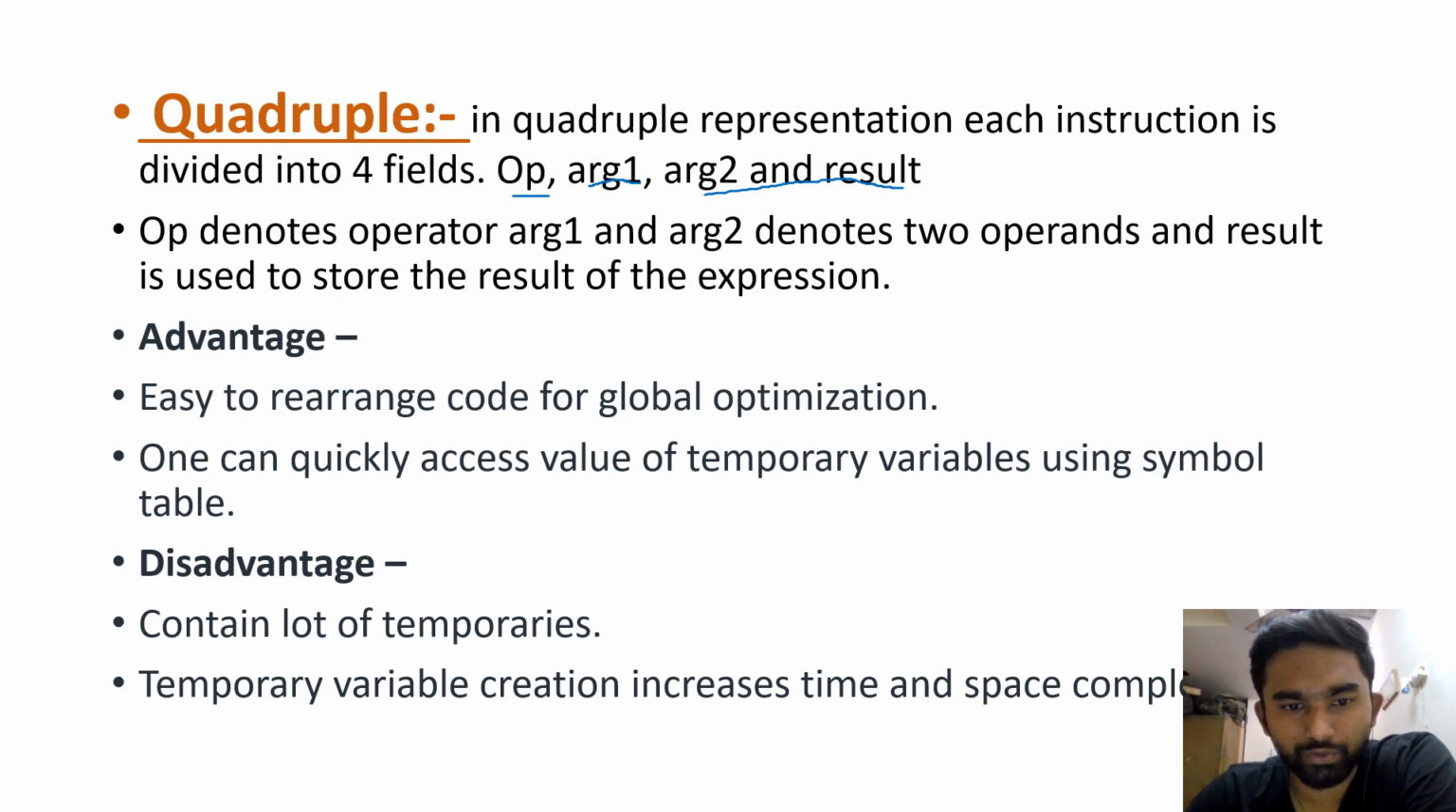Of course, we will use temporary variables to store values, and in quadruples the number of variables sometimes increases, so it stores a lot of temporary variables, so it takes storage and it makes our program slower. Temporary variable creation increases time and space complexity, as I said.